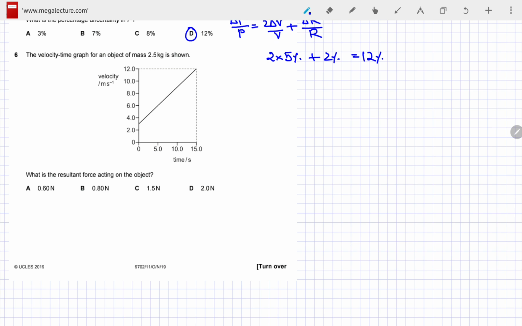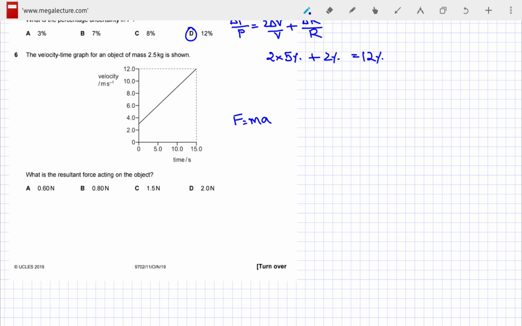Moving on to the next question. The velocity-time graph for an object with given mass is shown below, and we are asked to compute the resultant force that is acting on the object. So what is force? We know that force is given as mass times acceleration. But what is the gradient of this graph?